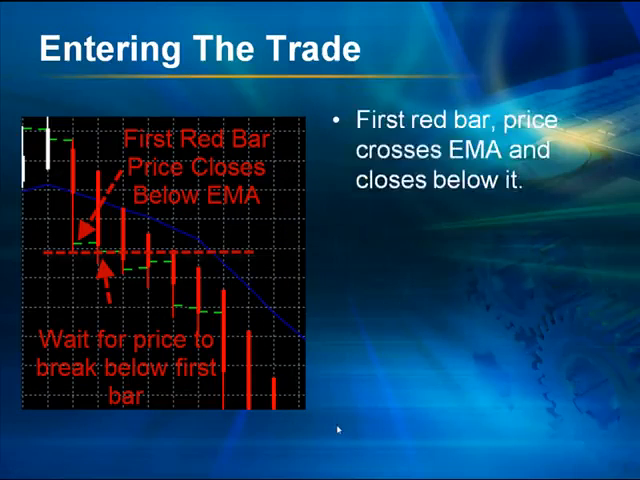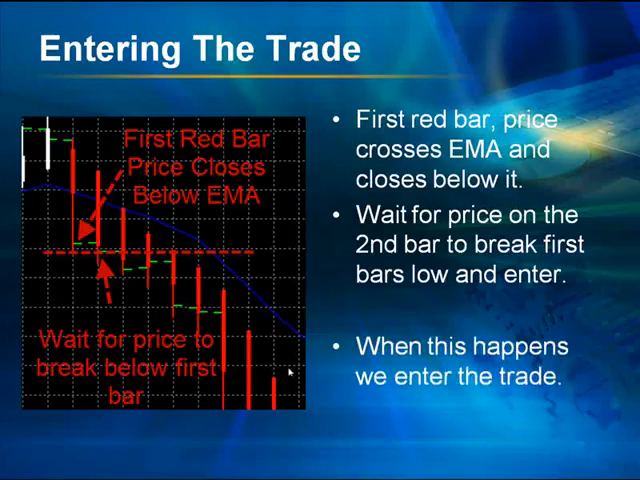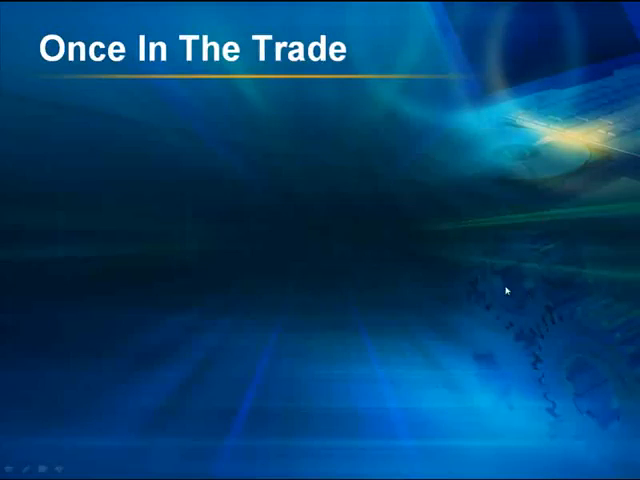And once again, when we're looking for the entry point, we look to see that the first bar has crossed below the EMA 14 and the price has closed below it, and that has happened in this case. And then once that has happened, we need to look at the second bar, and once the price of the second bar falls below the low point of that first bar, that's our entry point. So in this case, that red line drawn right there would be the entry point. So we enter the trade, and once we're in the trade, we need to manage it properly.